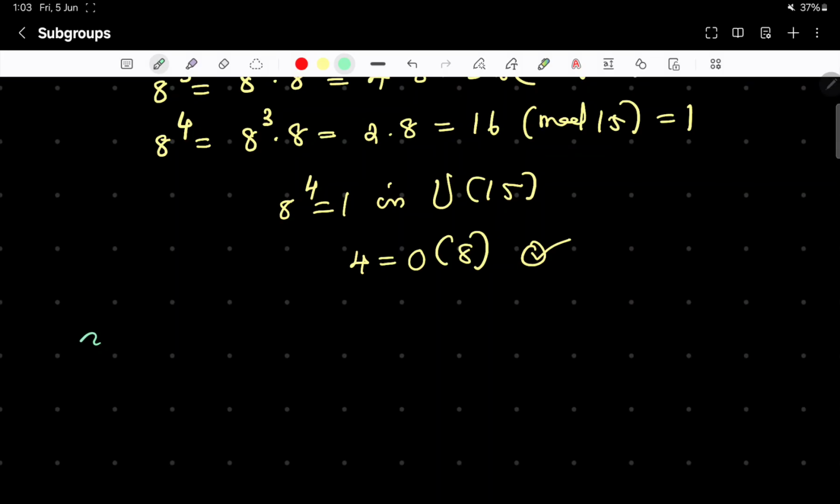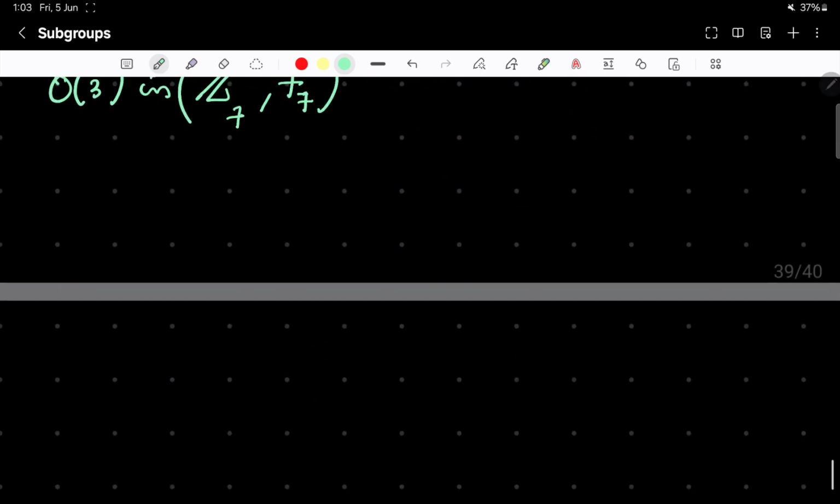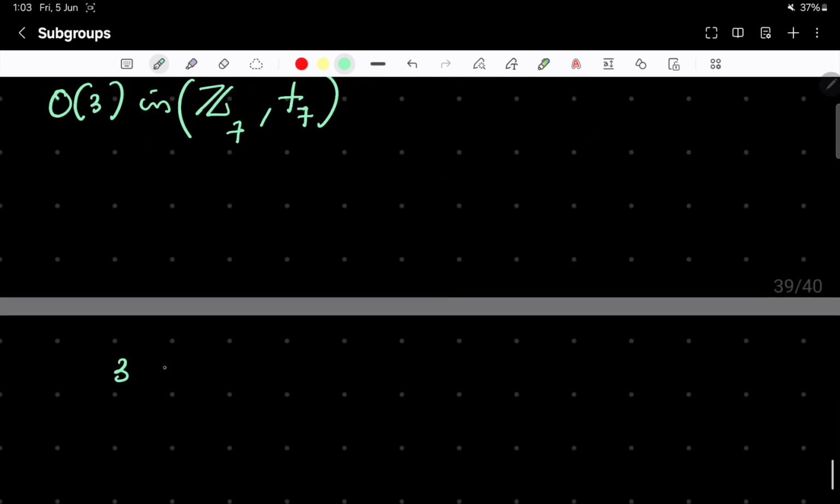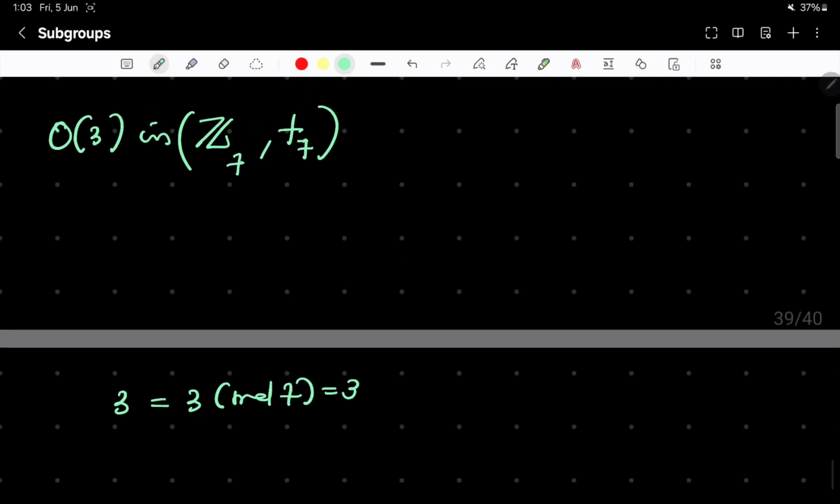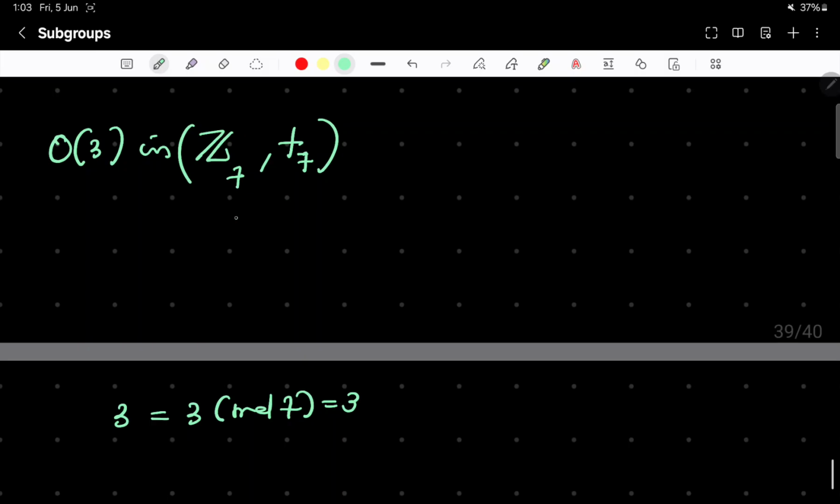So let's see the order of 3 in Z7 under addition modulo 7, right? So let's see how it is done. First you calculate 3. 3 mod 7 is 3 only. To understand what you want to find out, you need 3 raised to n to be the identity of the group, that is 0.